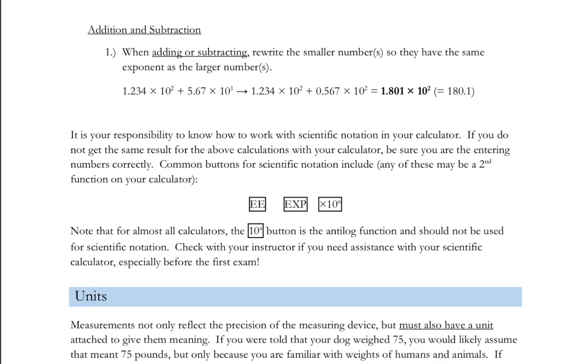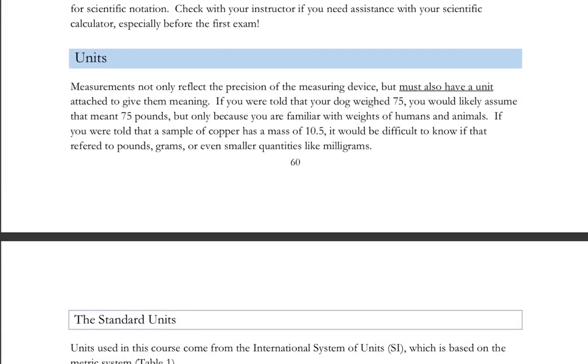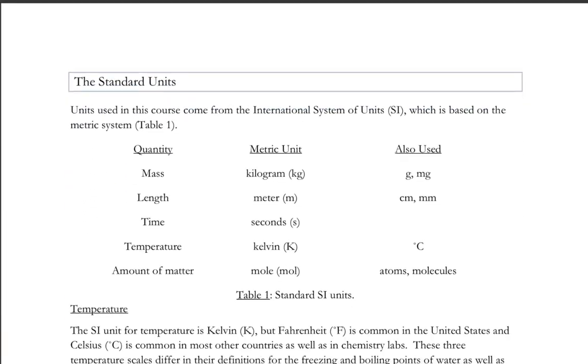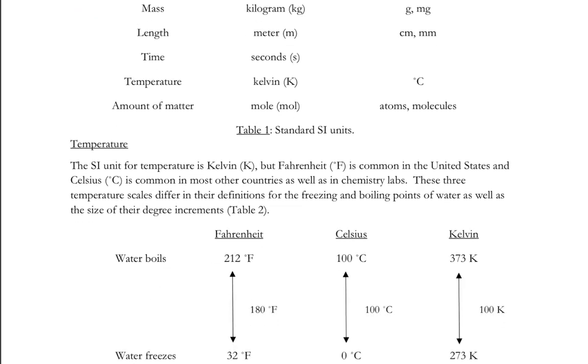If you don't have a double E key, perhaps you have an EXP key, or perhaps you have a times 10 to the n. So get to know your calculator by playing with it and putting in a number that you know what it should be in ordinary and scientific notation, and make sure that you can go back and forth correctly. Here's a section on units, all the common basic units we work with in a chem lab.